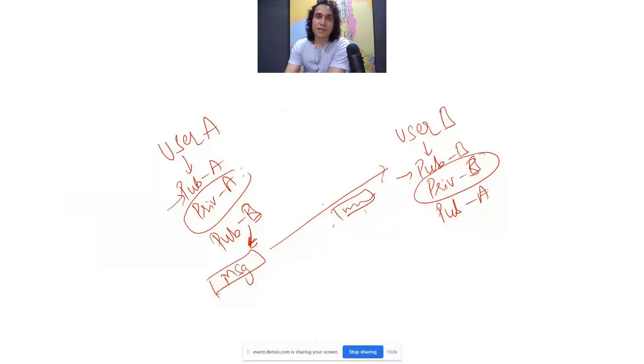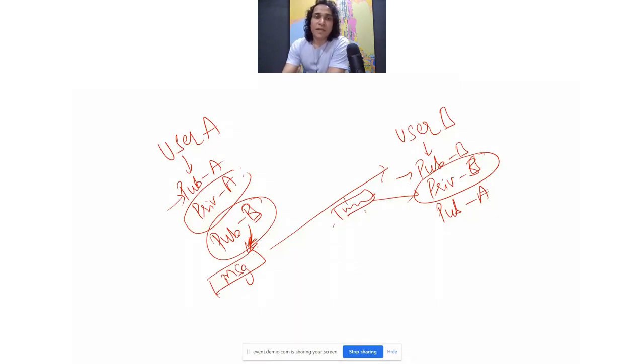All right. Again, user A wants to send a message to user B. User A takes the public key of user B, which is pub B here, and encrypts the message using the other side's, the receiver's public key. When the receiver gets this message, the receiver will decrypt it using his own private key, because the message was encrypted using the corresponding public key, and the only key that can be used to decrypt it is the corresponding private key. All right.